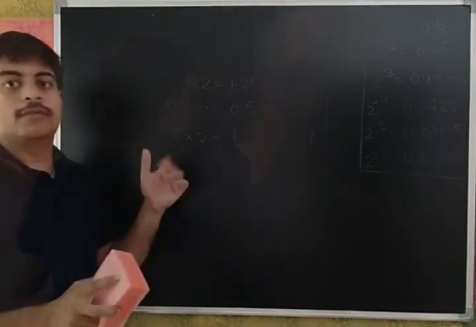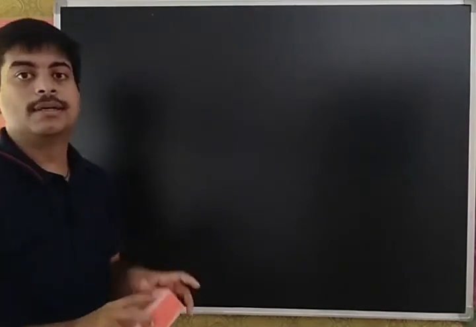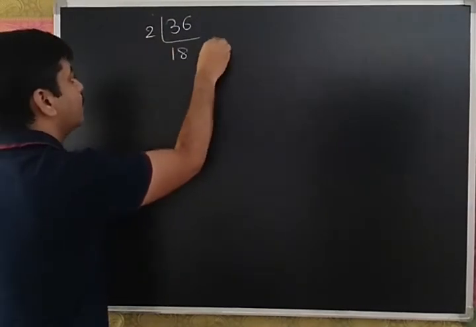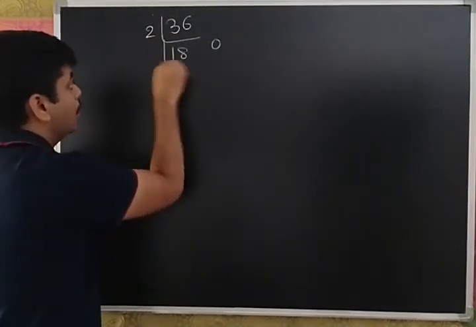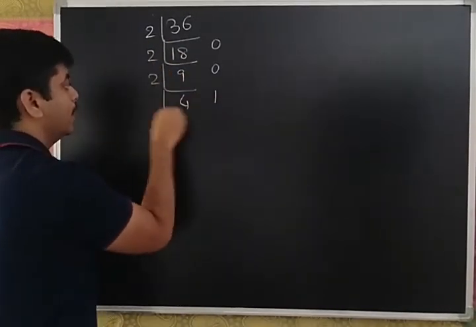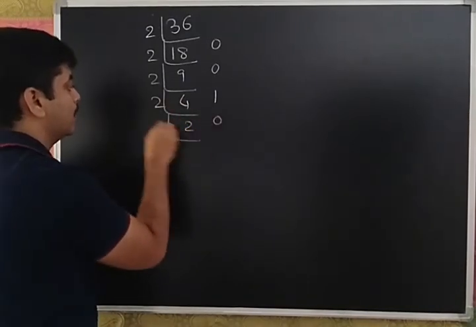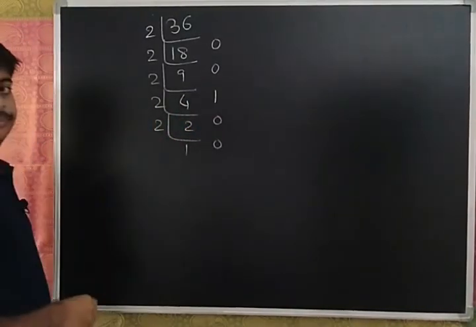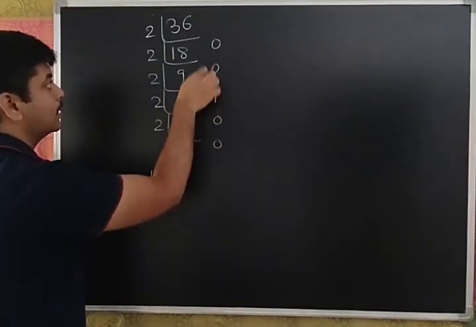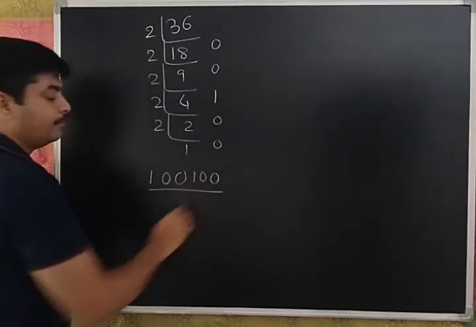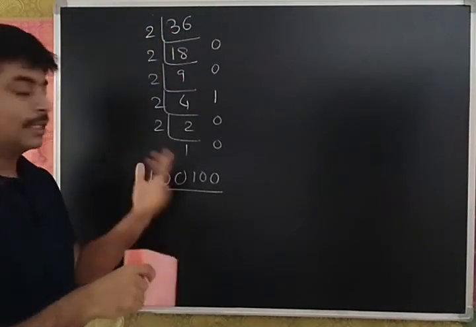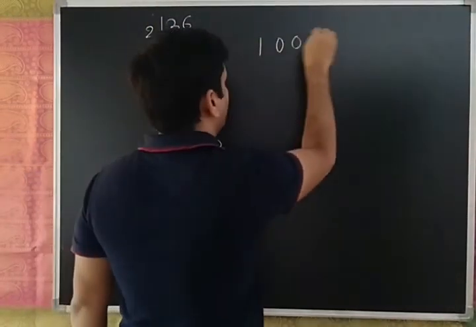So what we will do quickly is see some more examples. Let us take 36. 2 18s are 36 and we are left with remainder 0. 2 9s are 18, remainder is 0. 2 4s are 8, remainder is 1. 2 2s are 4, remainder is 0. 2 1s are 2 and the remainder is again 0. So we'll get this number as 100100. So this is the equivalent binary number for the decimal number 36. Let us also check in the reverse way. That is 100100.